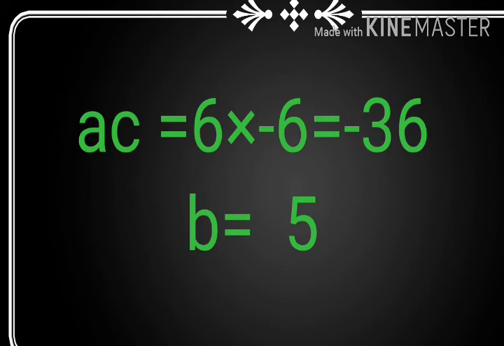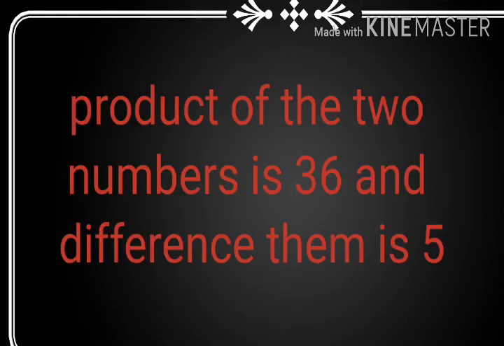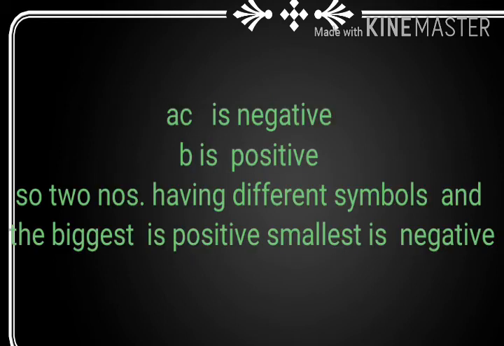B is positive 5. So here the product is negative, which means the magnitude of B is the difference of the two numbers. The difference of the two numbers is 5. The product of two numbers is 36. Then the sign of B is the sign of the biggest number.